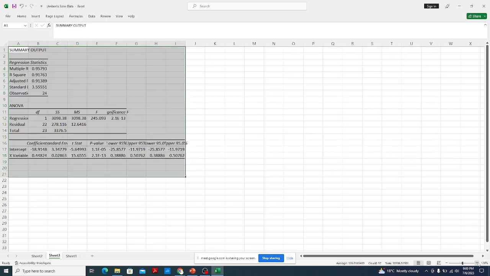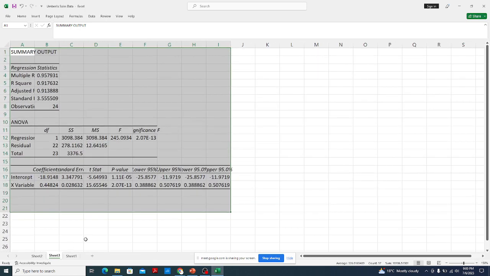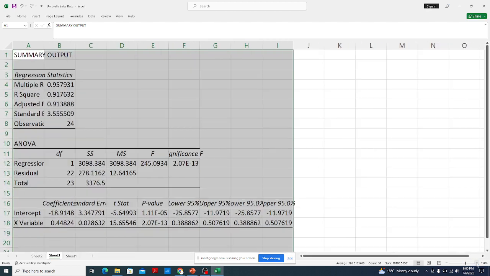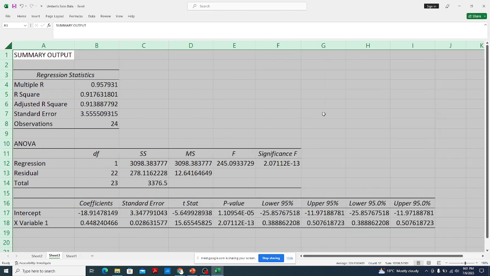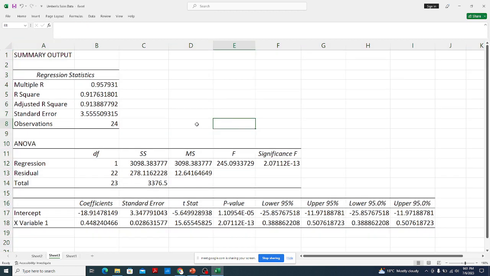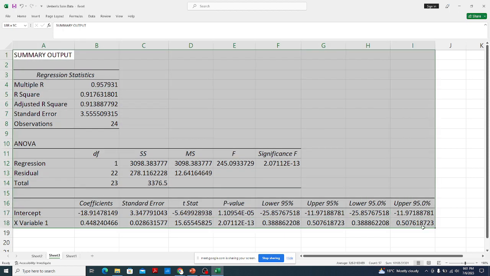Once you say okay, you have to choose where you want to paste your output. If you want your output on the same worksheet, you'll click output and then select the cell where you need it. If you don't want that, you can select your output to be in another worksheet. Okay, yes. So this is the analysis, our summary output.